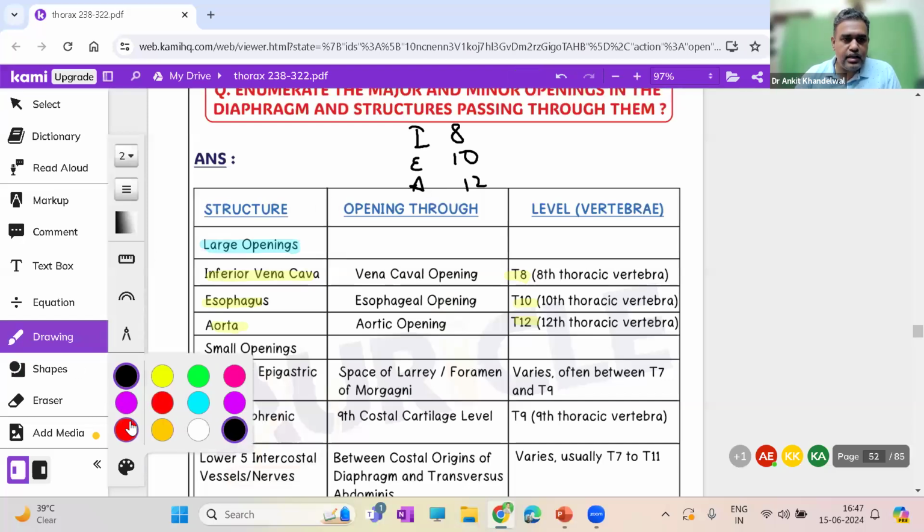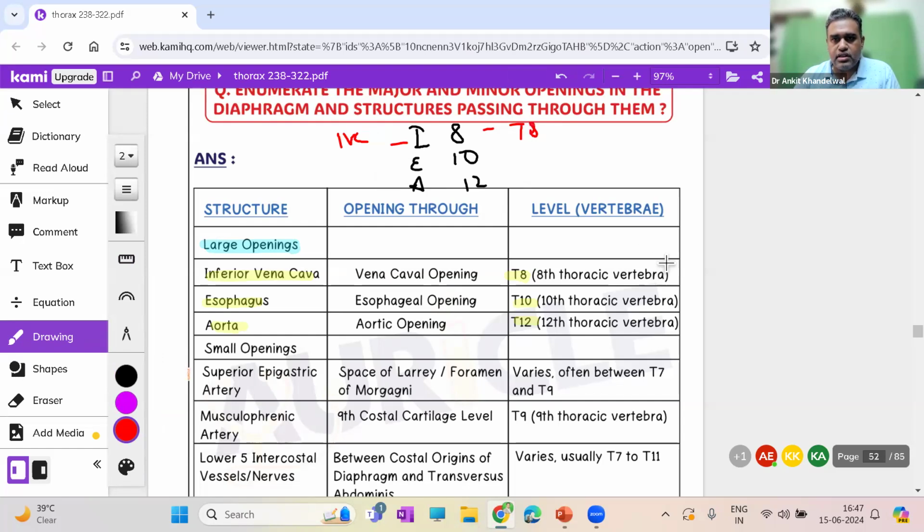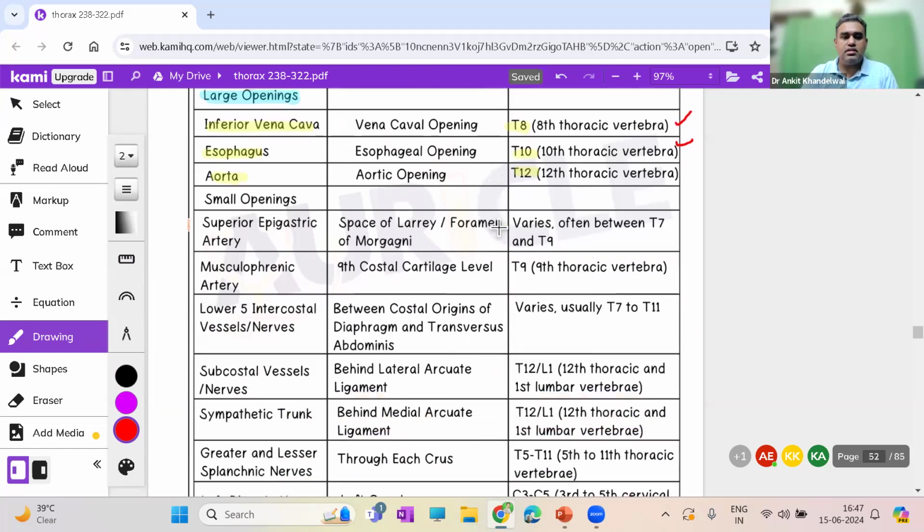So what is the I 8? I is inferior vena cava opening at T8 level. You can check it over here. E is your esophagus over here at T10 level. And A is the aortic opening at T12. Simple as that. Should remember these three major openings and some other structures passing through them.